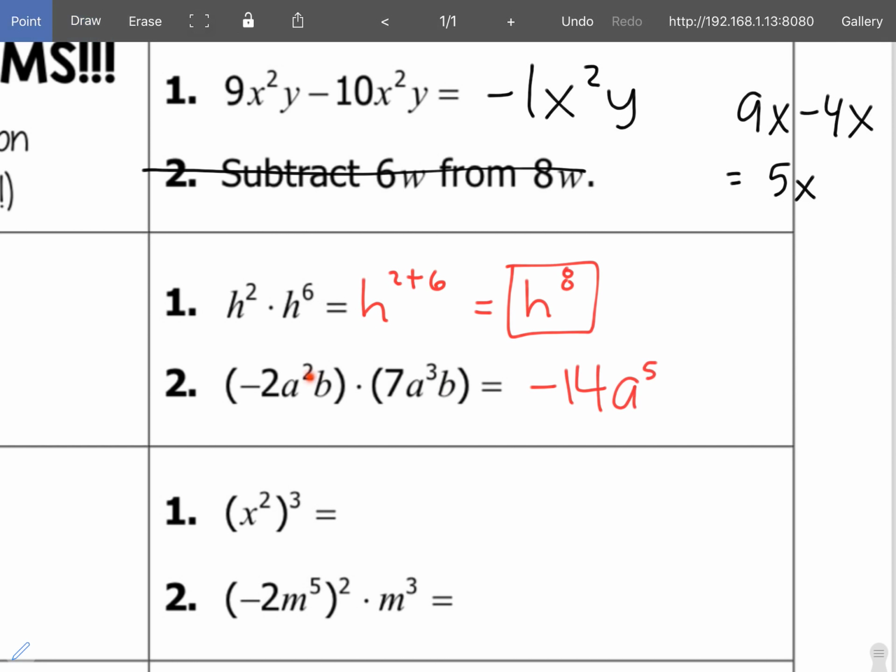And then we have b times b. And how many b's do we have now? We have 2, right? So it's b squared. B times b, remember, we always add those exponents. Okay, so that is your answer.